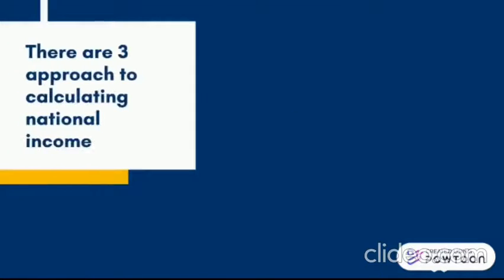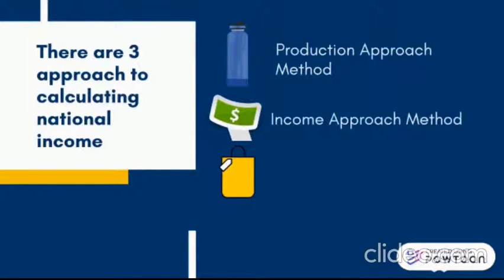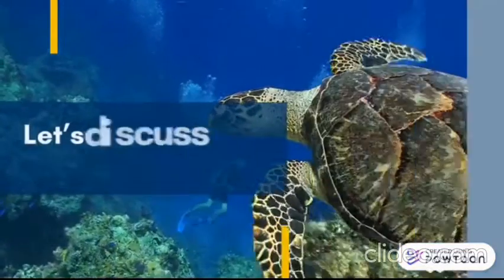There are three approaches to calculating national income. First, production approach method. Second, income approach method. Third, expenditure approach method. Let's discuss each method.